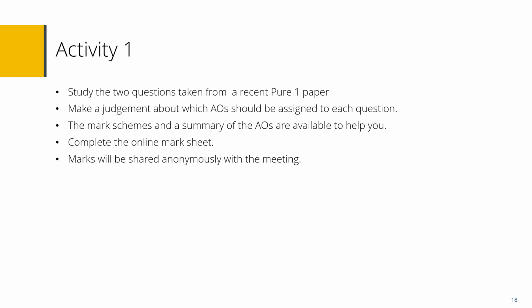So thinking back to those 5 examples of questions and a few things I've mentioned, and perhaps that quick way of remembering the assessment objectives as well: do it, show it, model it, interpret it, and calculate it. It's thinking about what assessment objectives are behind them. The mark schemes and summary of the assessment objectives are available to you as well. So that's in the delegates booklet.